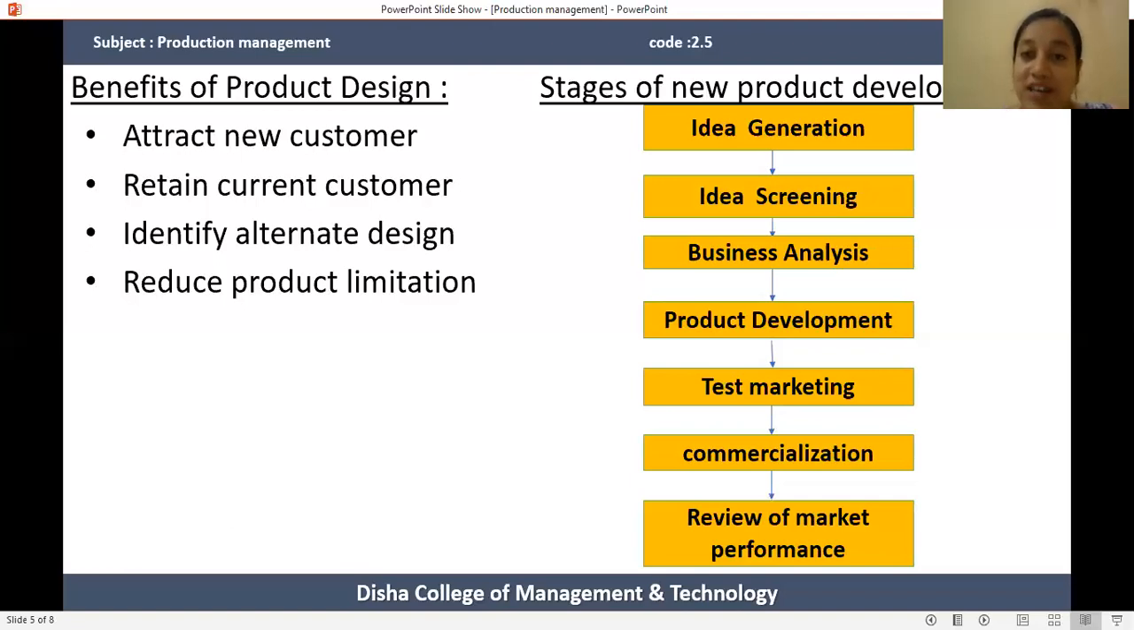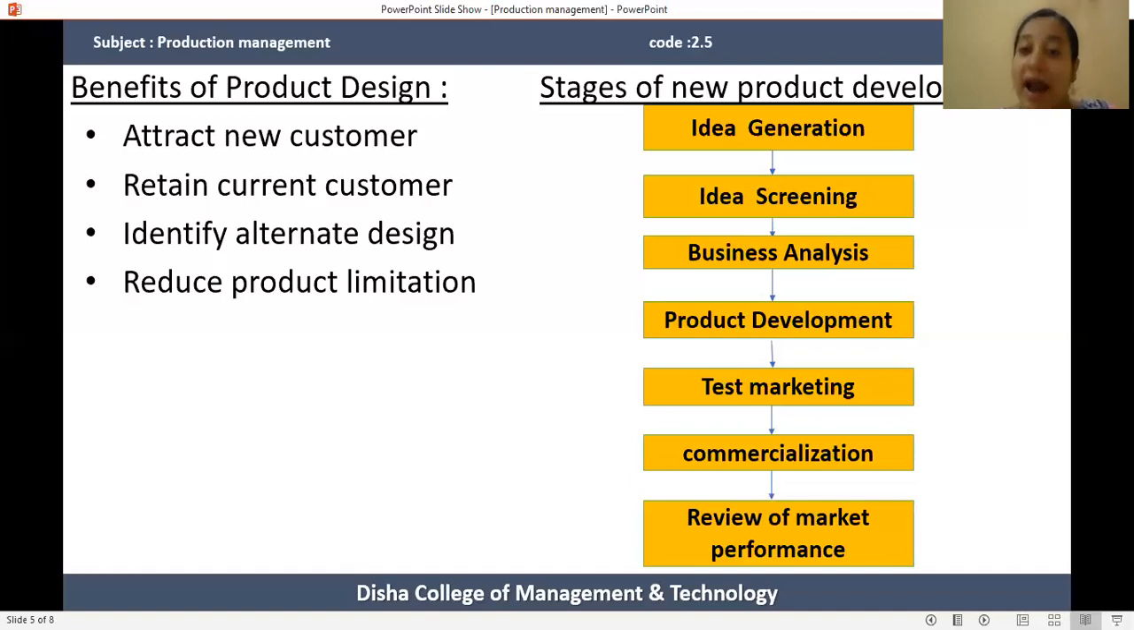Next comes the stages of new product development. It is a very important topic. In the stages of new product development, the organization or the production department has to do a number of things. While developing a new product, they have to follow and come across various stages. After going through the different stages, it is possible for them to develop a new product.